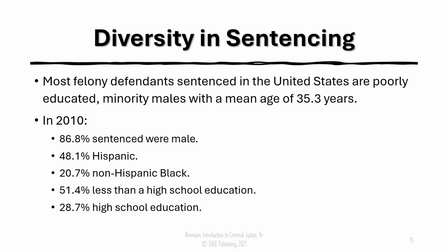So finally, we're going to talk about some diversity in sentencing and disproportionality in sentencing. Most felony defendants sentenced in the United States are poorly educated minority males with roughly a mean age of 35.3 years. So through all of the research that we have found, you typically see that minority males are harshly sentenced in our system. They typically come from low income, poor education, didn't finish high school, and typically have a longer criminal history. Your book goes into more detail around the different types of minority classes and where they rank and things like that. So make sure you pay attention to that.